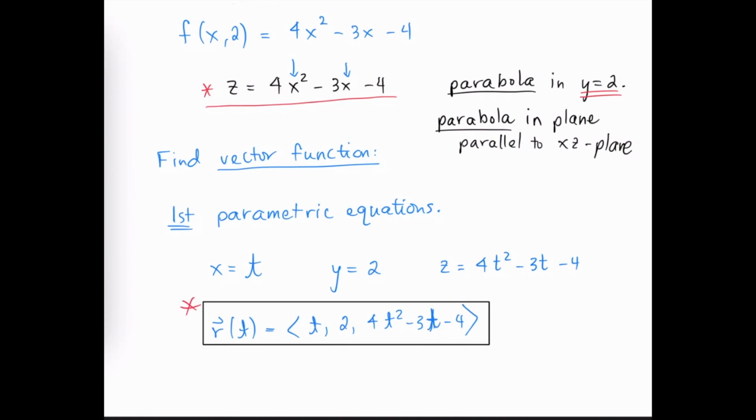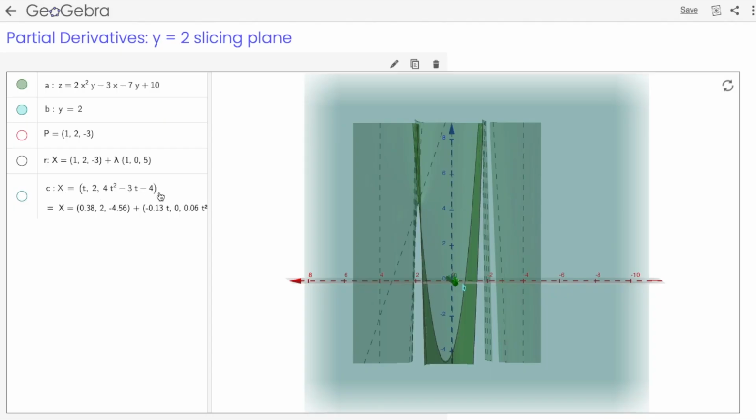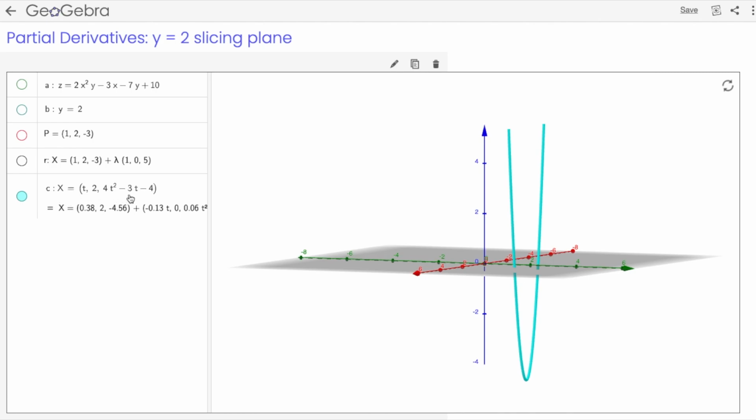So we can take this vector function over into GeoGebra to check. But you could actually use any 3D graphing software. Here is the curve of intersection, and I've put it in already. We had the x component that was t, y is 2, and z is equal to 4t squared minus 3t minus 4. I'm going to turn this intersection curve on, and you can see that that actually is in the same position as where these two surfaces are intersecting. And you can also tell that we have the correct vector function for that intersection curve.